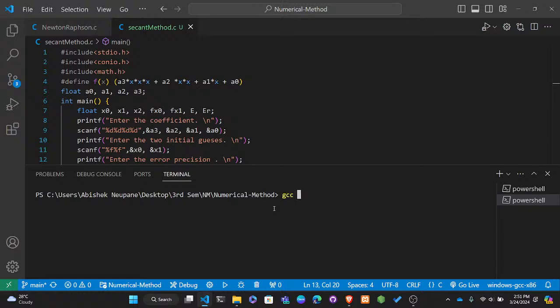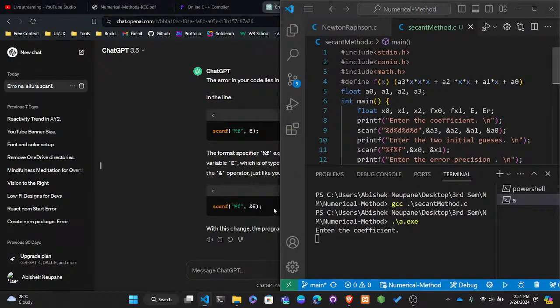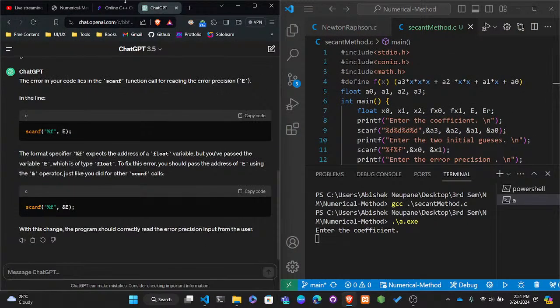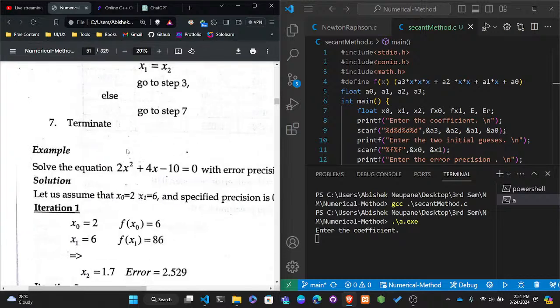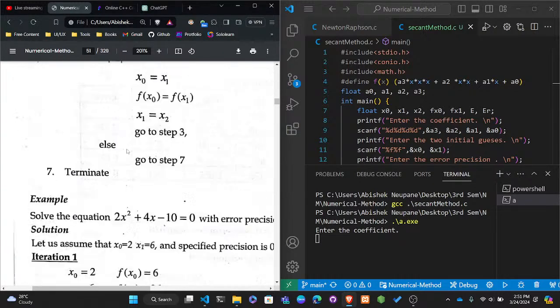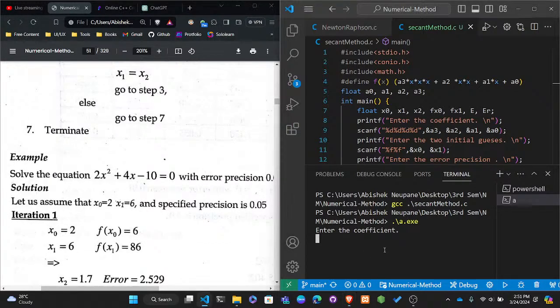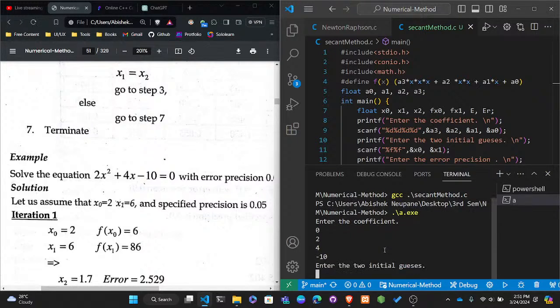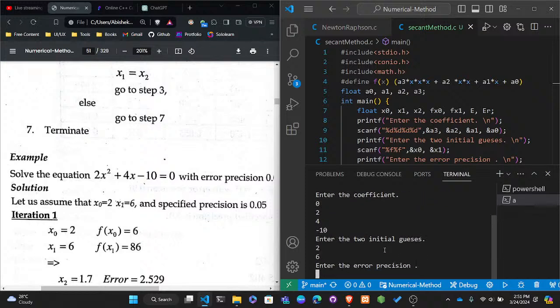Just to see the scan method. So I think now it will work fine. Let's give the same function from our textbook. The first coefficient is 0, second will be 4, third will be 4, and the final one will be minus 10. Guesses will be 2 and 6. Error is 0.05.